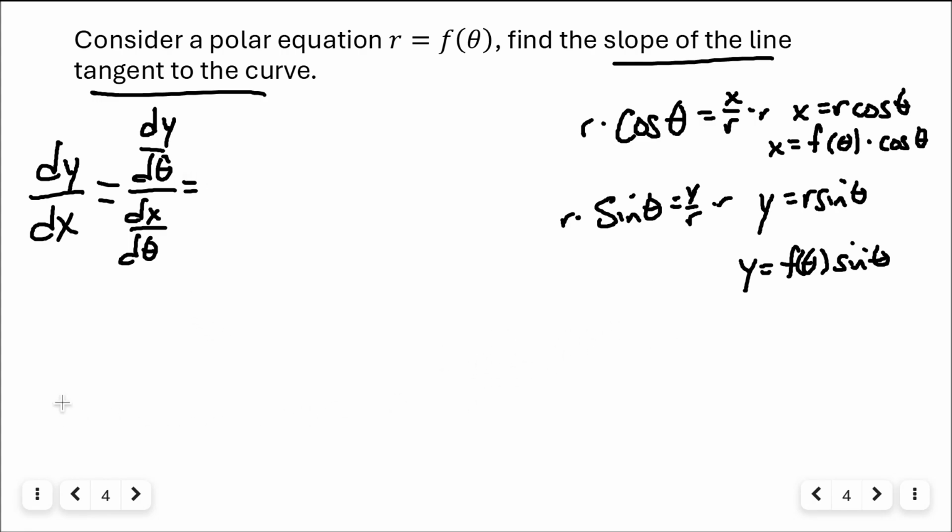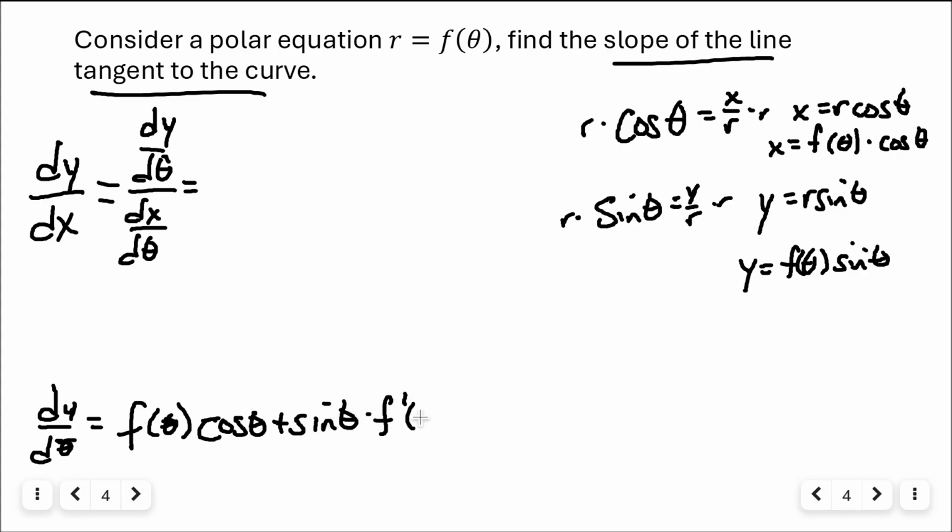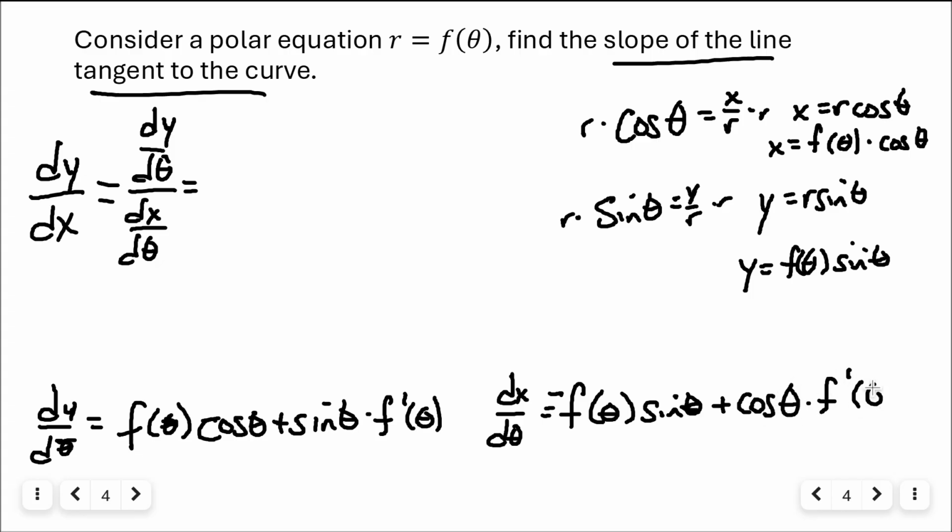Well, we can do that. Let's do that over here. So dy d theta, we'll use the product rule. Leave f of theta. The derivative of sine theta is cosine theta, plus leave sine theta, and the derivative of f of theta is f prime theta. And then let's find dx d theta as well. So leave f of theta. The derivative of cosine theta is minus sine theta, plus leave the cosine theta there, and the derivative of f of theta is f prime theta.